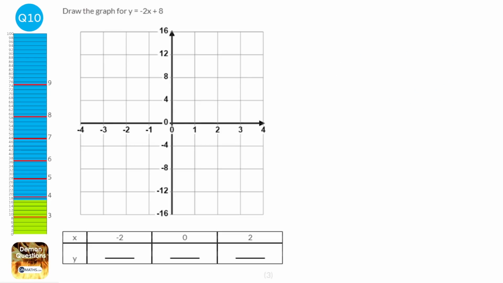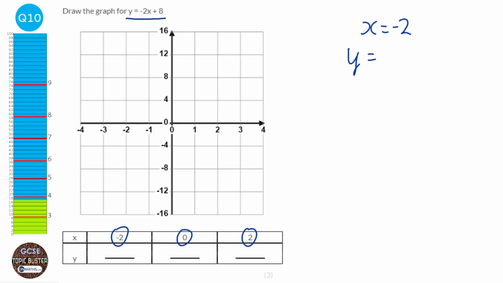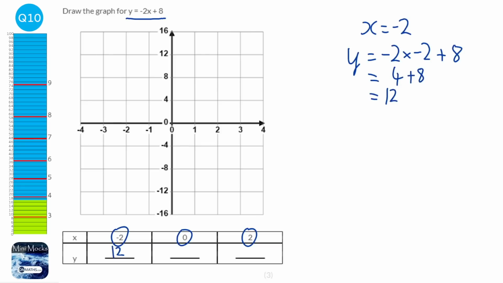So to draw this straight line graph, what we're going to do is just pick 3 x coordinates, which is -2, 0 and 2. So I'm going to start off with -2, and I'm just going to substitute it into the equation we've got here. So y equals -2 times -2, because that's what we're putting in, plus 8. -2 times -2 is positive 4. So it's going to be 4 plus 8, which is going to be 12. So at -2, our graph is at 12, which will be here.